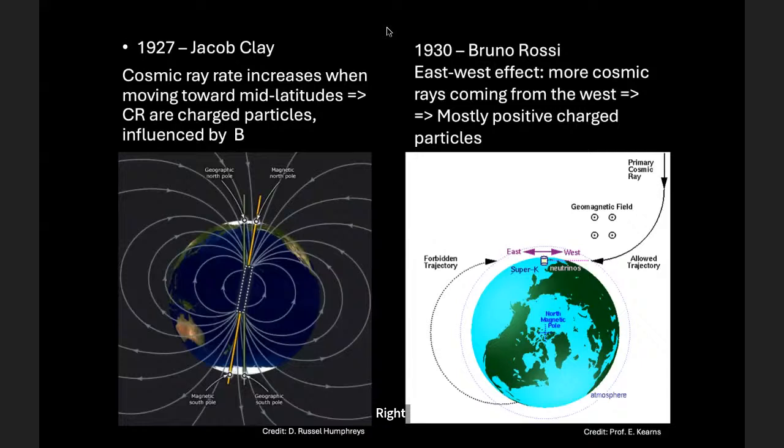Okay, so the question is, what charge do they have? Because it could be negative or positive. What kind of particle is that? And what they did now is to measure how many of these cosmic rays were coming from the east and how many were coming from the west. So if the charge was positive, that means that because of the magnetic field, the particles will be deflected to the east if they were positive. But if they were negative, they will see the opposite. We will have more particles coming from east to west.